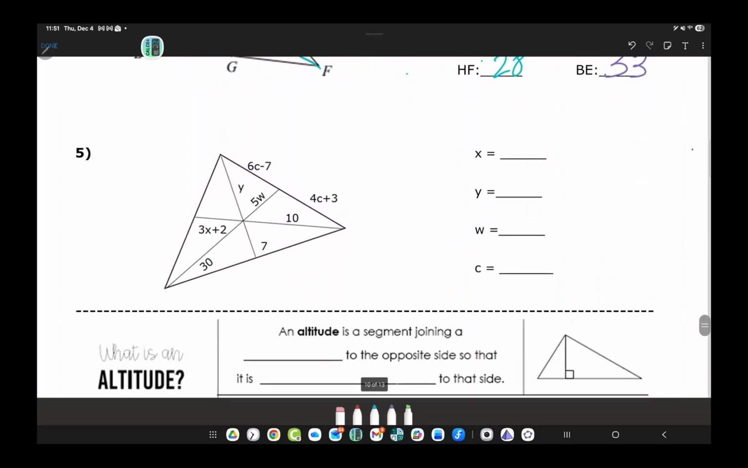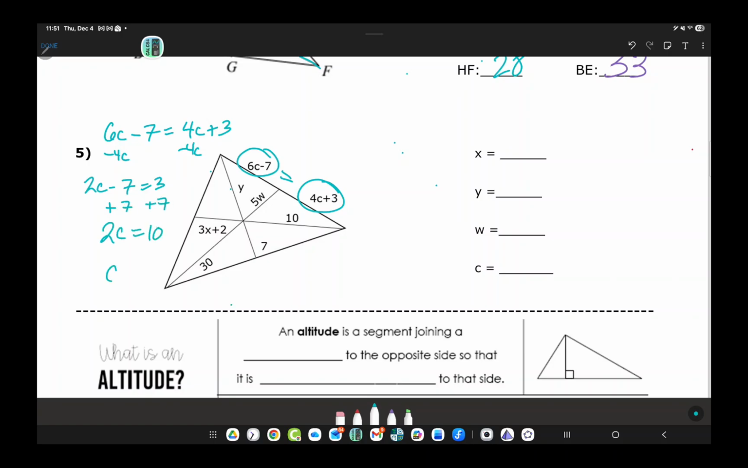All right. So here's where we put some variables in here. Let's go ahead and solve for C first. What do we know about those two? Which means we set them equal to each other. So 6C minus 7 equals 4C plus 3. Subtract 4C. 2C minus 7 equals 3. Add 7 over. So C is 5.